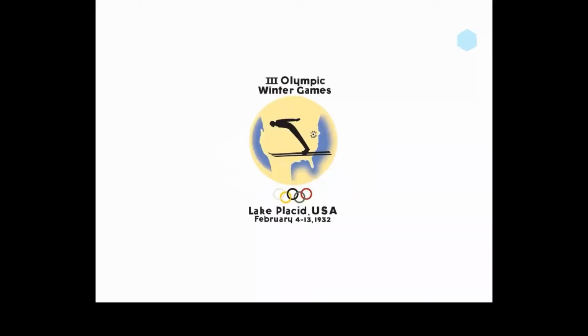1932, Lake Placid, USA. A ski jumper silhouette flying above the US map with Lake Placid indicated. The color is effective and helps the understanding of the logo.